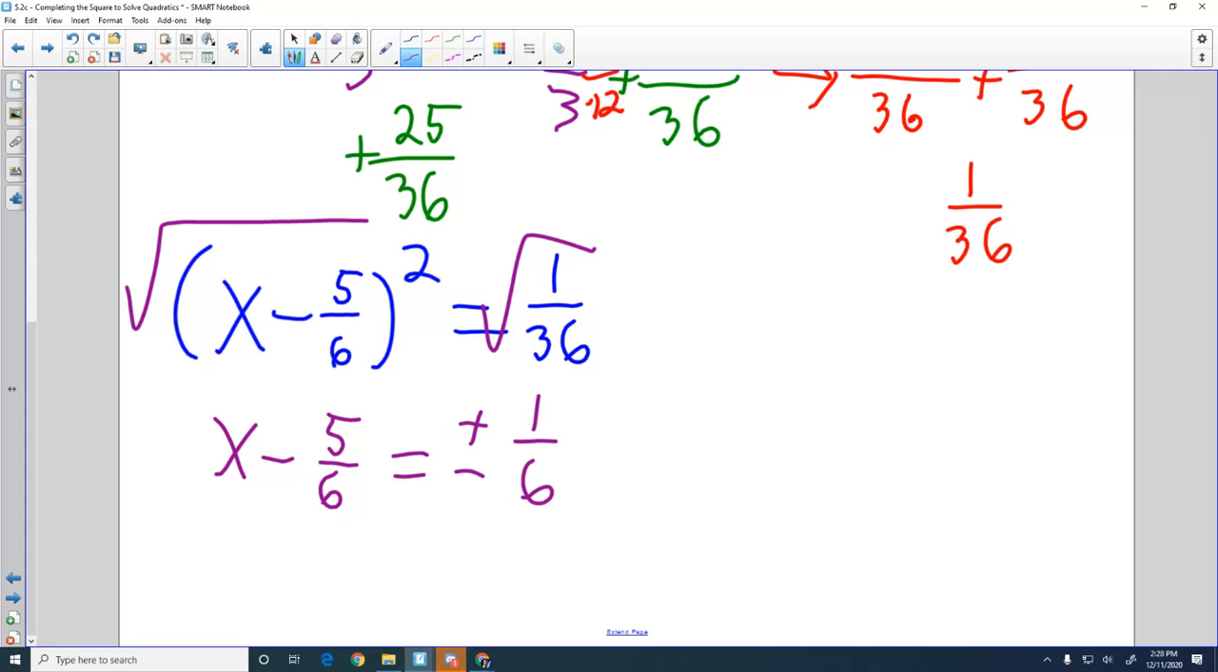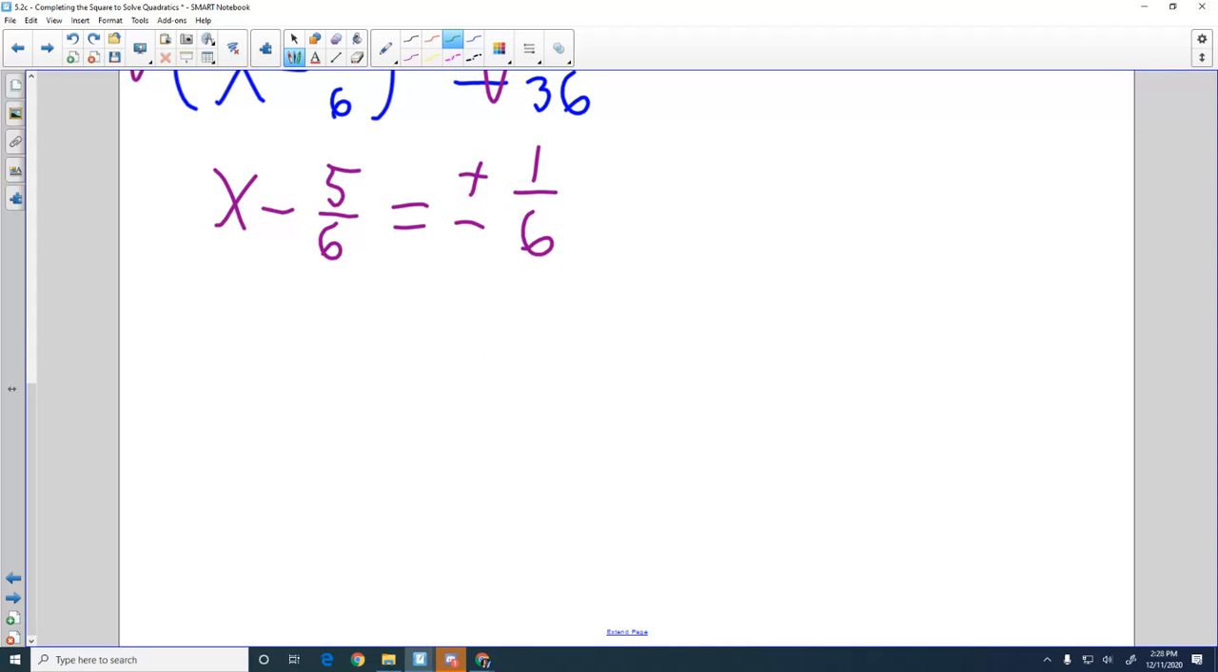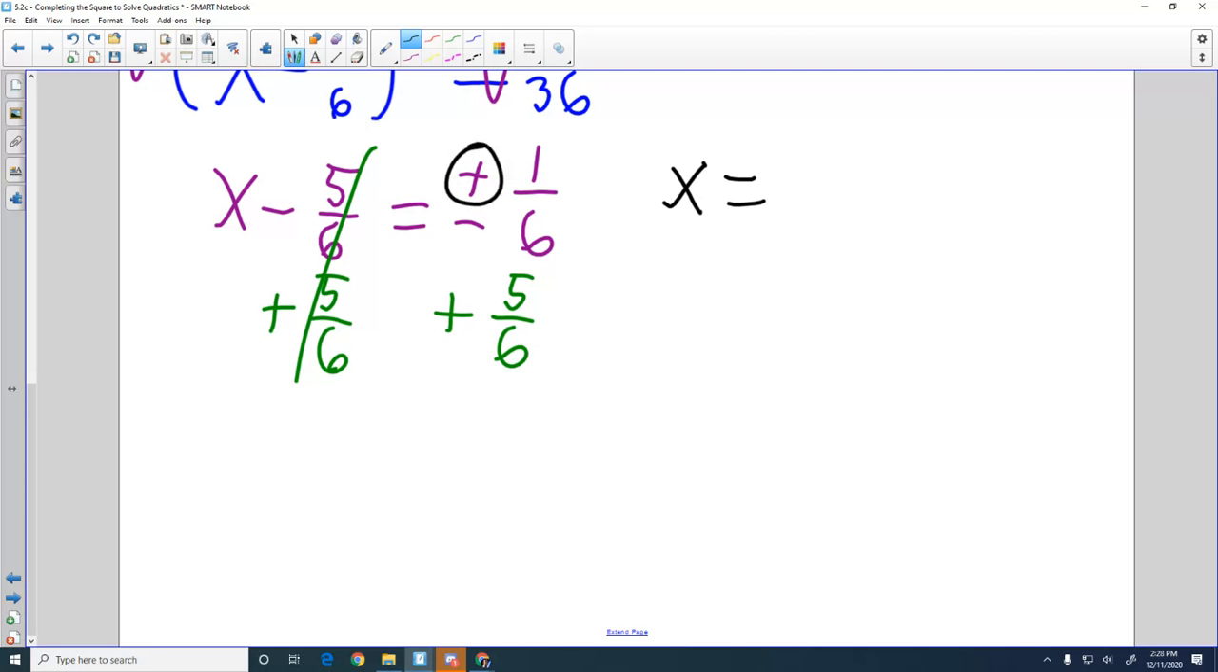Now what do we do? Add 5/6 to both sides. Those cancel out. And x equals, so start with the positive. What's 1/6 plus 5/6? What's 5 plus 1? That's a 1. Negative 1/6 plus 5/6. What's negative 1 plus 5?